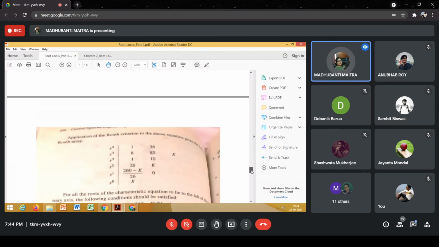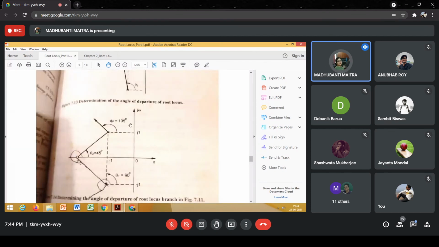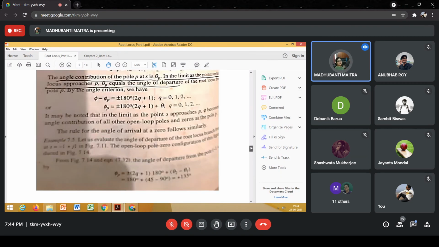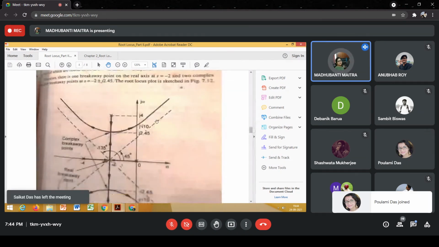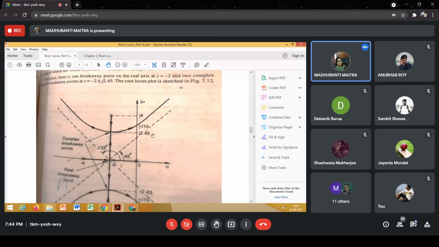So anyways, the angle as you can see is 135 degrees. So this root branch will originate like this, and because of the property of symmetry, this root branch will originate like this, right? So for this particular example, if you calculate the angle of departure from this particular complex open loop pole, you'll find that the angle of departure will be minus 90 degree.